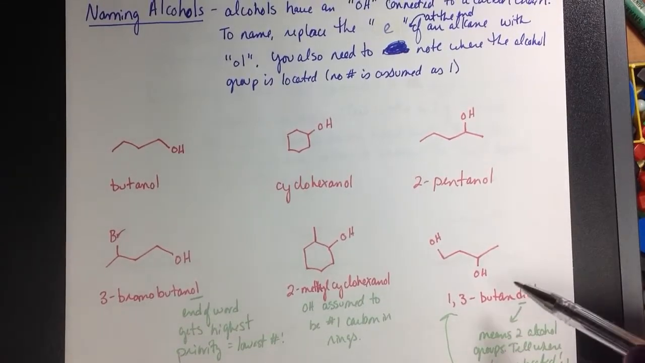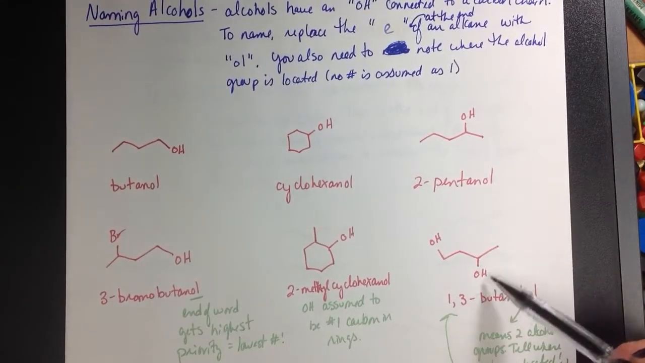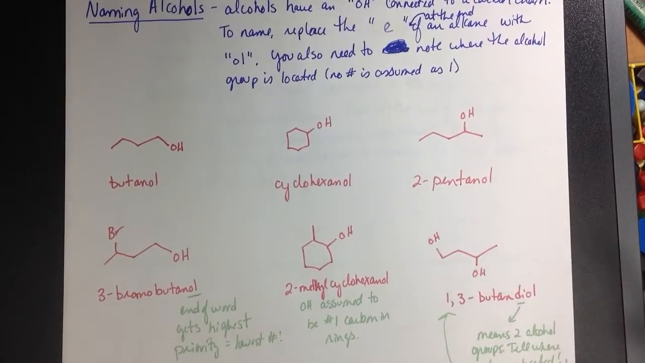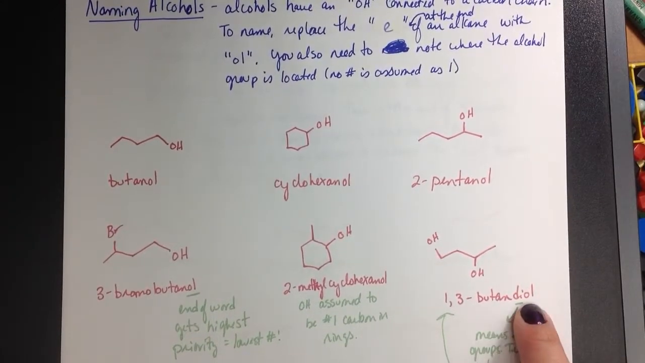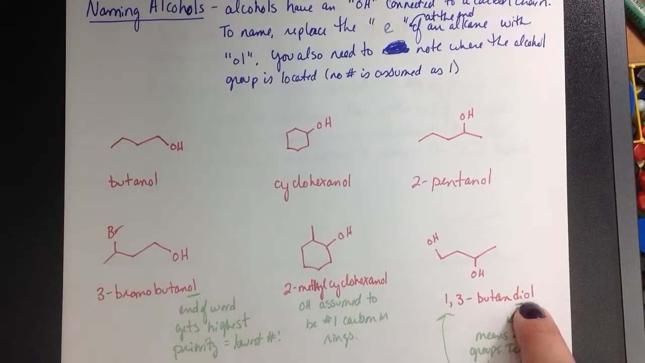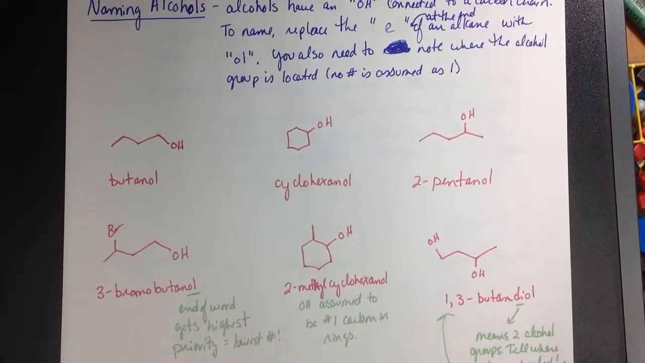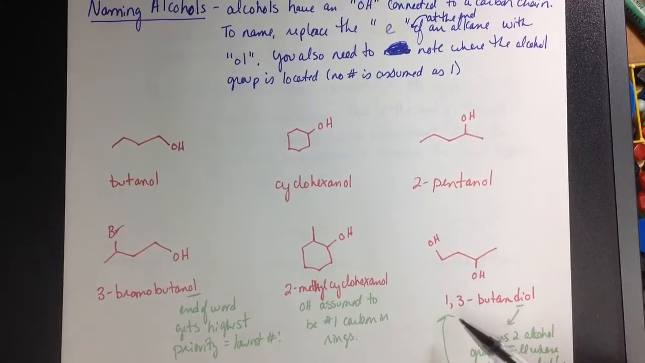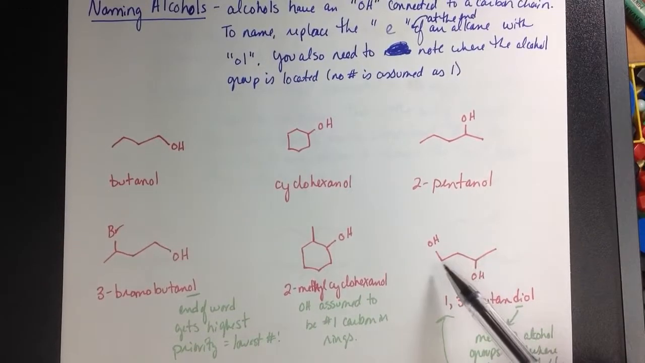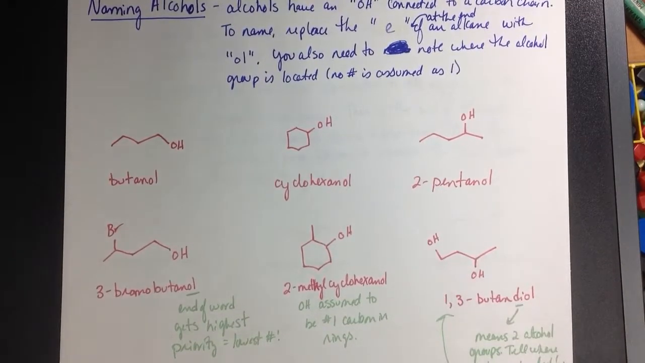We can also have what's known as diols. So you can have 2 OHs right there and there. And you would just signify that by putting diol at the end instead of just OL, which would be a single alcohol. We have to tell people where both of those are located though, and that's why we say 1, 3. So this would be 1,3-diol. Okay, good.